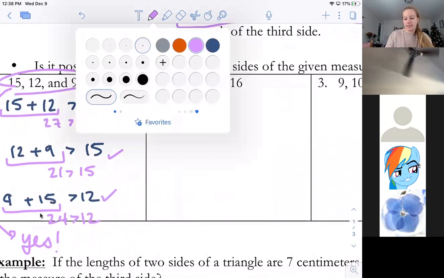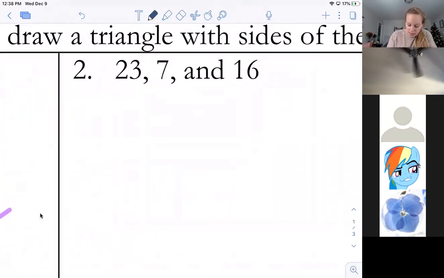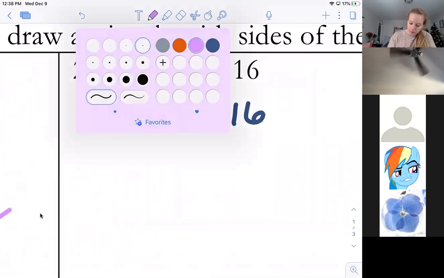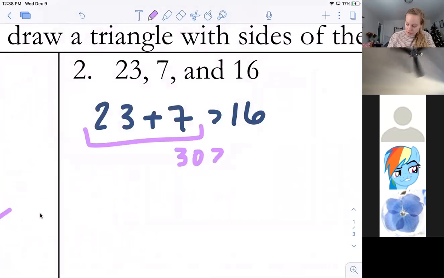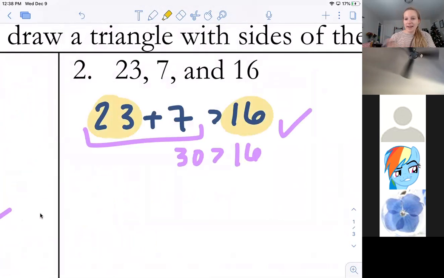23, 7, and 16. Okay, let's try 23 plus 7 is greater than 16. 23 plus 7 is 30. Is 30 greater than 16? Yes. Also, I'm going to just let you know, as we do more of these, you know that 23 is bigger than 16. So adding 7 to it will keep it bigger than 16. So some of these you won't physically have to do. You can reason your way through it. But I'm teaching you this as if you weren't going to reason your way through it. So even if you didn't reason your way through it, we should be able to know that they add together.